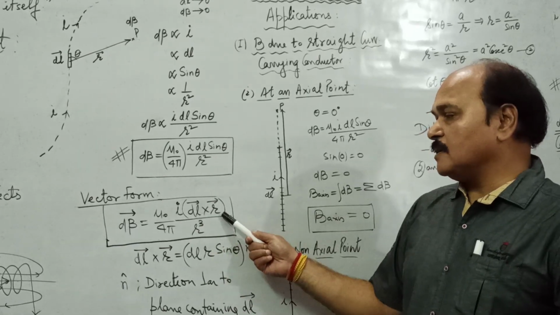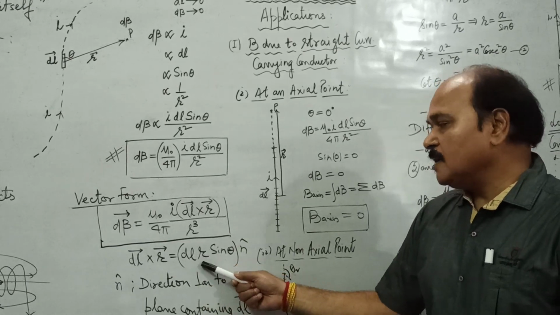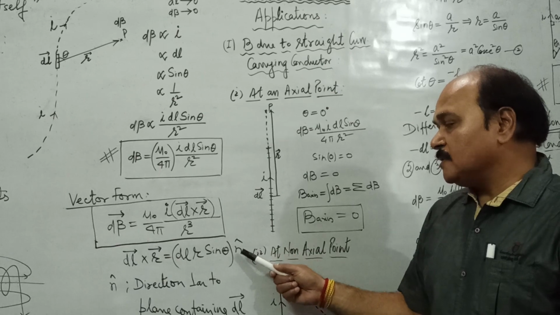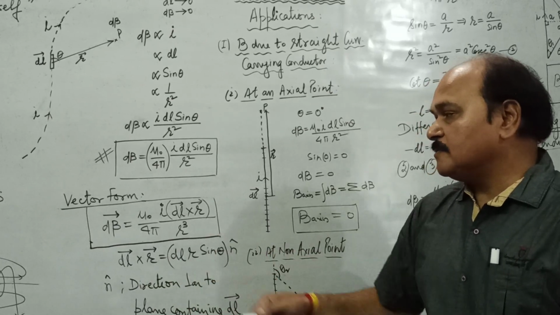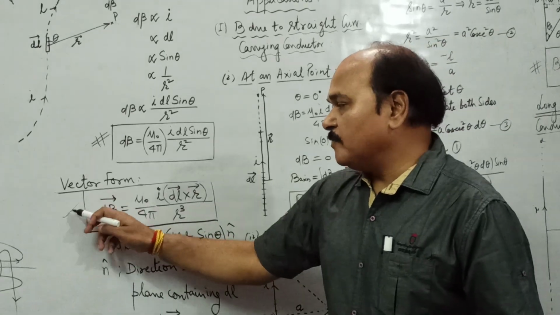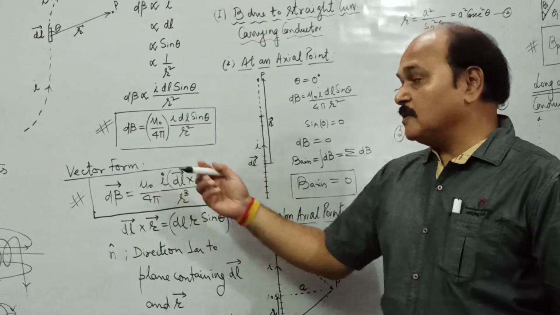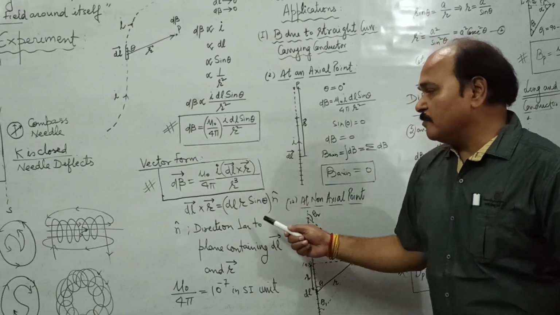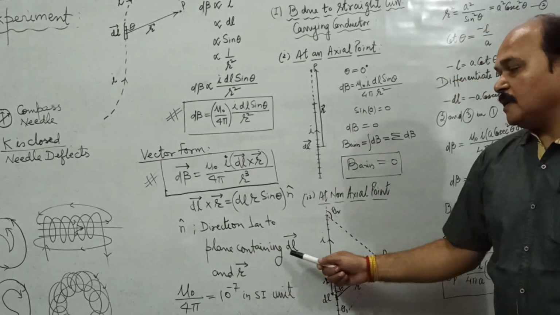What is dl cross r? dl cross r is going to be r into dl into sin theta into n cap. And what is this n cap? N cap is the unit vector perpendicular to both dl as well as r. So this vector form not only gives us the magnitude, which we know already, it also gives us the direction. And what is the direction of the magnetic field? It is perpendicular to both dl as well as r, perpendicular to the plane containing dl and r.